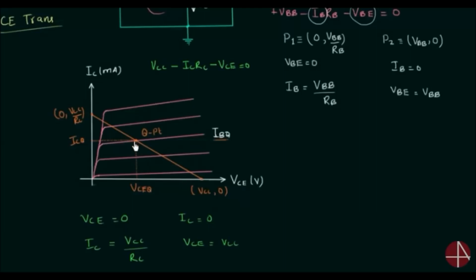You can clearly see the operating point will change if we change the base current. If we increase the base current, then the operating point will shift to this point, and if we decrease the base current, the operating point will shift to this point.